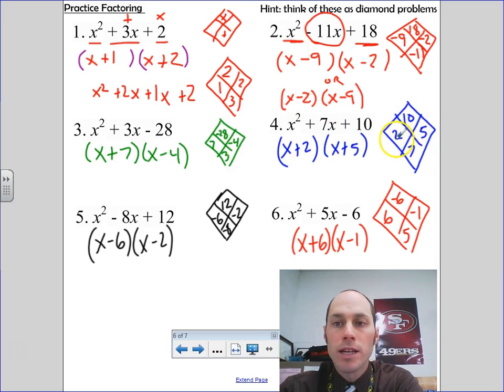Product and sum are both positive. Means these two numbers will both be positive. So x plus 2 times x plus 5. Here we have a positive product and a negative sum. So the only way that I get a positive product is if they're both positive or both negative. Since the sum is negative, these are both negative. Negative product, so one of each.